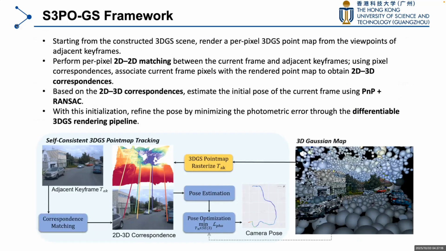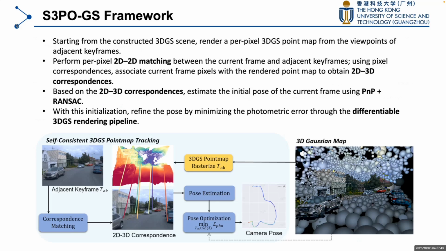For each new frame, we first render a 3D GS point map from the viewpoints of nearby keyframes. Then we do per pixel matching between the current frame and these keyframes. Using these pixel correspondences, we link the current frame to the rendered point map and obtain 2D-3D correspondences. From these correspondences, we estimate the initial pose with PnP and RANSAC. After that, we refine the pose by minimizing the photometric error in the differentiable 3D GS rendering pipeline.